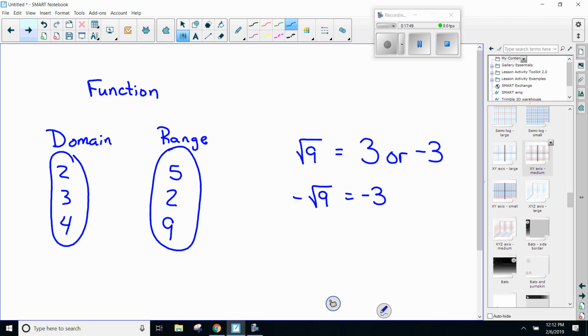What has to happen is when I put a number into the calculator to perform a function, it better come out with a number. I put this in here, it better come out with an answer, and if I put 3 in, it better come out with an answer. That gives you a function.